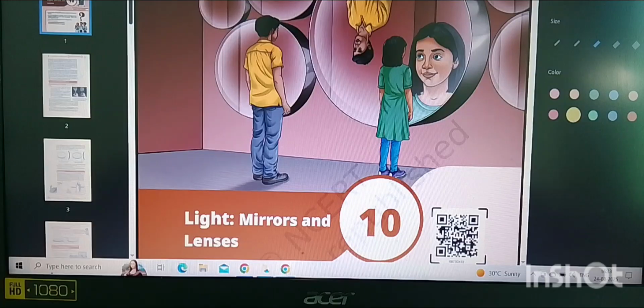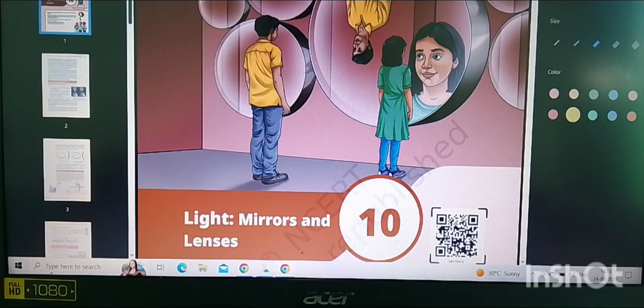So, today we are going to learn the chapter Light, Mirrors and Lenses of Class 8. We are going to learn the basics. So, let's get started.